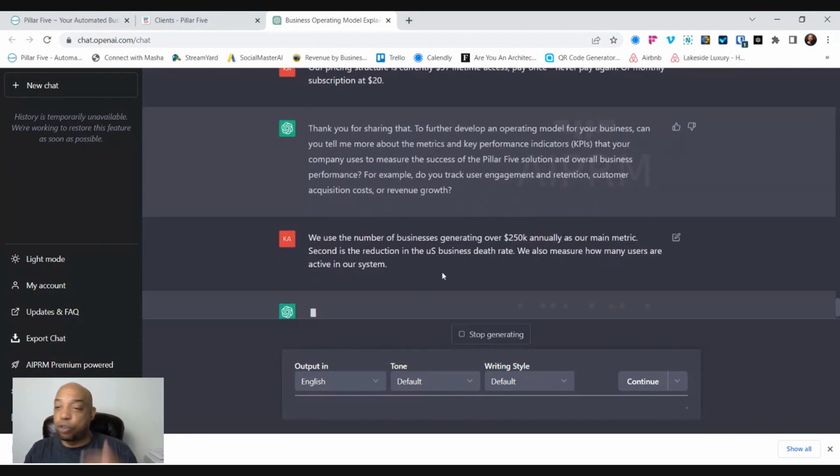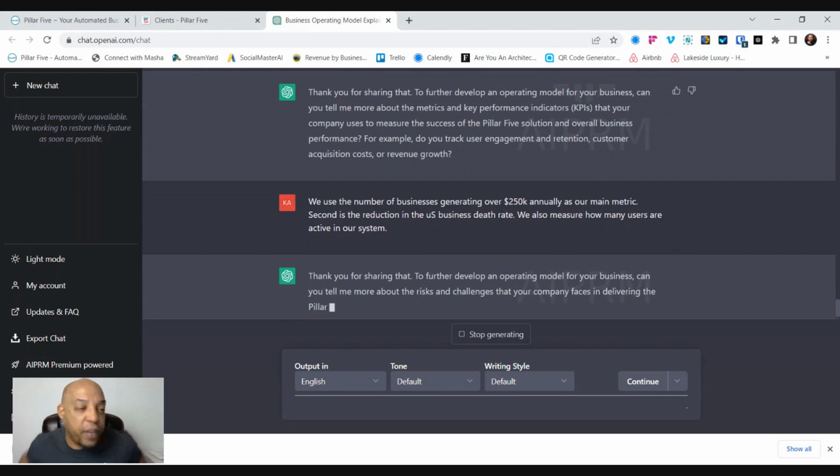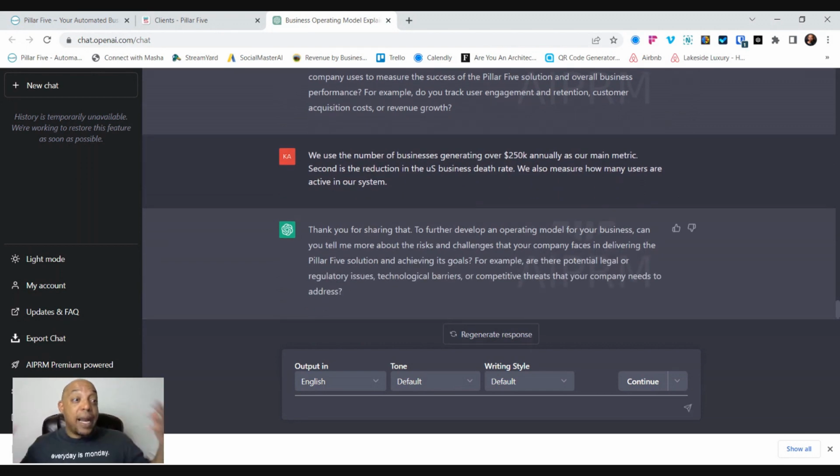Boom, right? So I'm dropping information. I'm not going to go through this whole thing. We're not going to build mine out particularly, but I'm going to give as much information so you can see the process. Okay, let's see. Can you tell me more about risks and challenges your company faces in delivering the solution and achieving its goals? So now we're talking about SWOTs, right? What are the dangers, right? For example, are there potential legal regulatory issues, technological barriers, competitive threats?